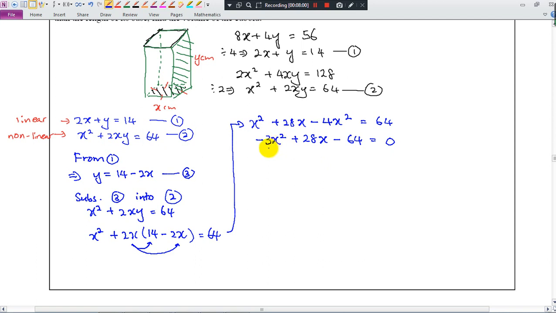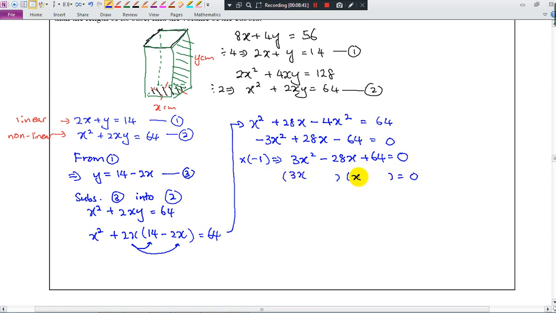Now you can start to use your calculator to help you factorize this one. If you don't want, you can just multiply the whole equation by -1. Normally, we like the coefficient of x squared to be positive, so it's easier for us to do the factorization. If you multiply the whole equation by -1, all the signs change. Here negative 28x, here positive 64 equal to 0.